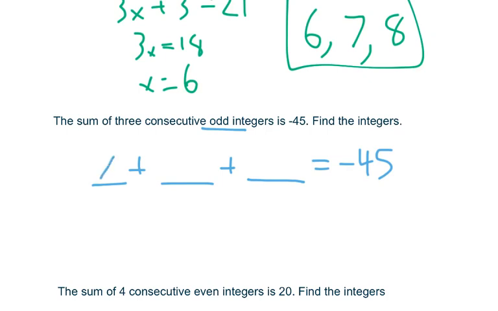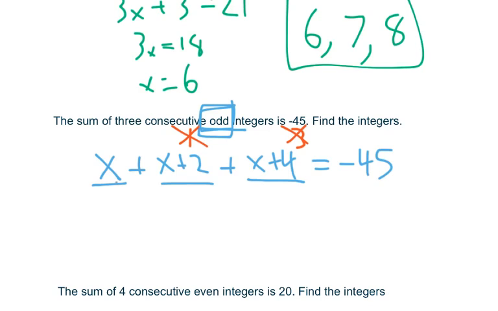And my first one's still x. But now, the next one is going to be x plus 2. Guess what? It doesn't matter that it's odd. The mistake a lot of students will make is they say x plus 1 and x plus 3. That's not how you do this. That's not consecutive even integers or odd integers. So x plus 2, x plus 4. If you see even or odd, this is the pattern you follow.